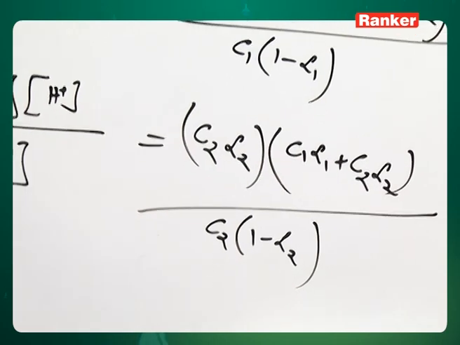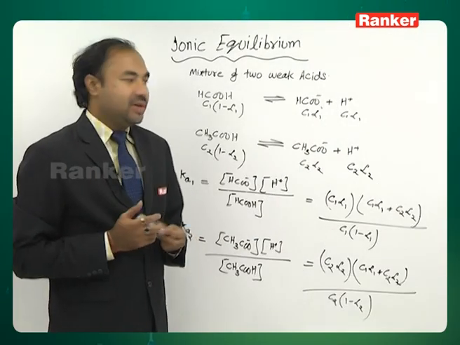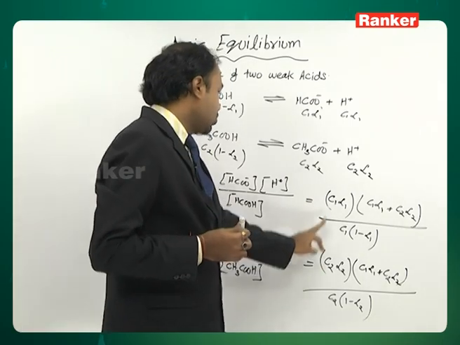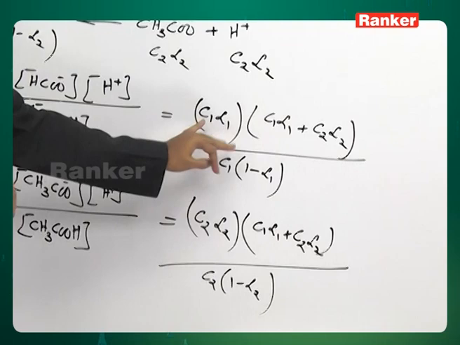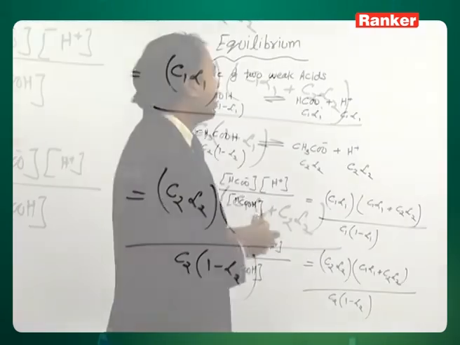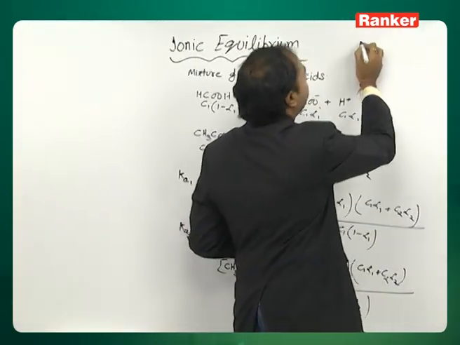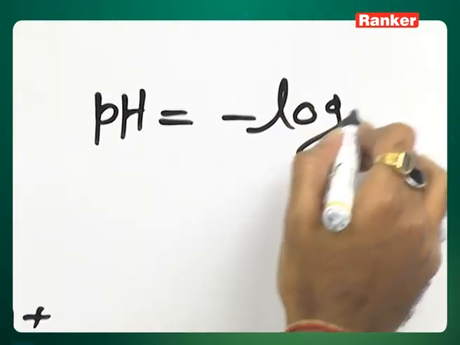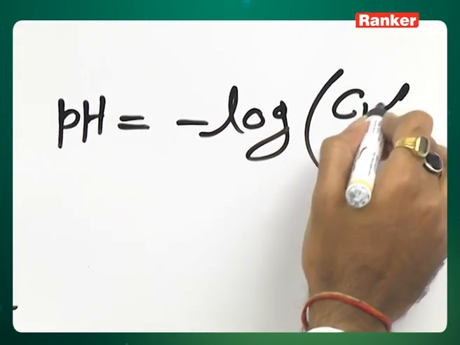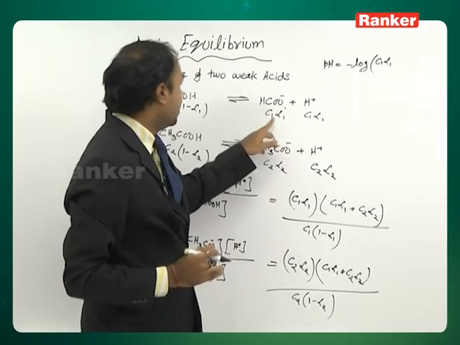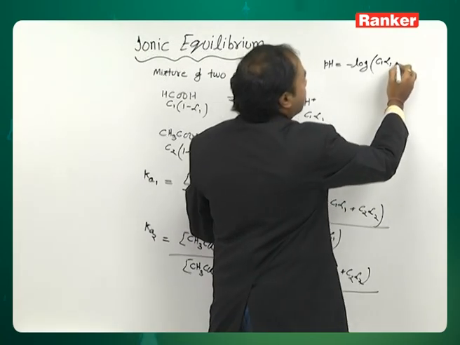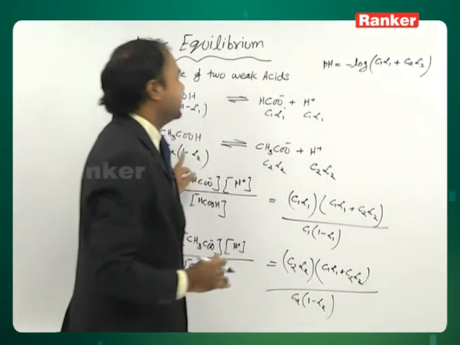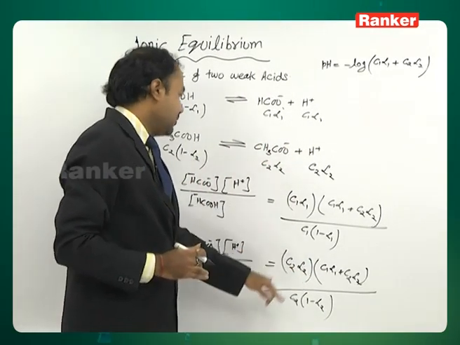Concentrations will be given to you as well as Ka1 and Ka2 values if he is asking you the final pH. Now, what about the final pH? If these two equations are solved, we get alpha 1 and alpha 2 values. Now, the final pH of the solution will be taken as pH equal to minus log of C1 alpha 1, which is concentration of H plus coming from formic acid, plus C2 alpha 2, which is concentration of H plus coming from acetic acid. So, after doing this, we can get the answer.